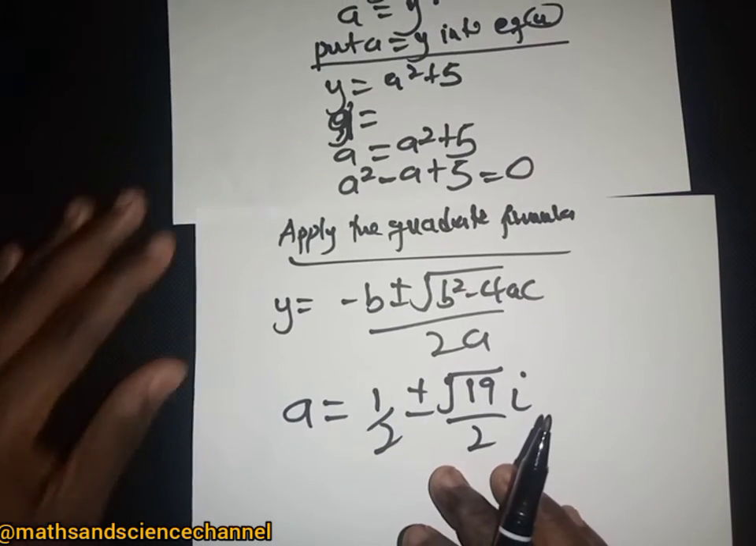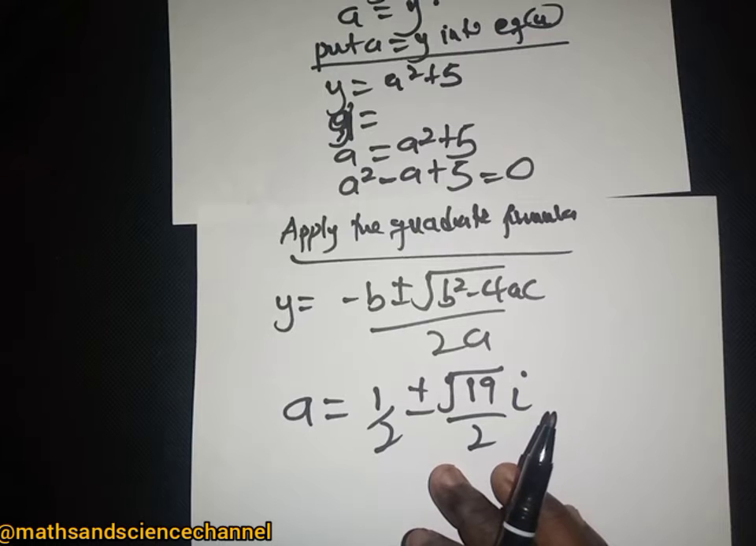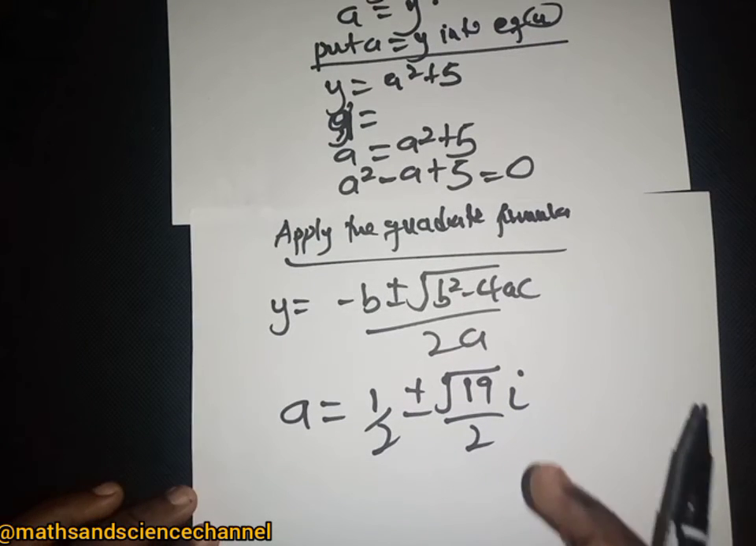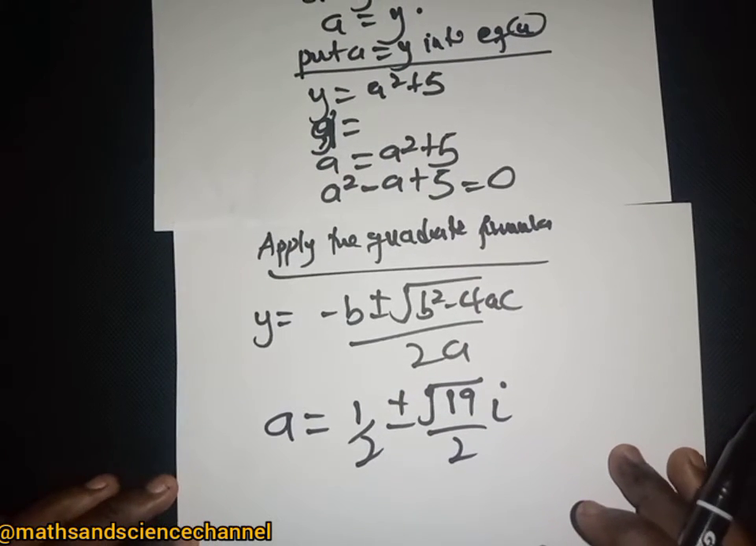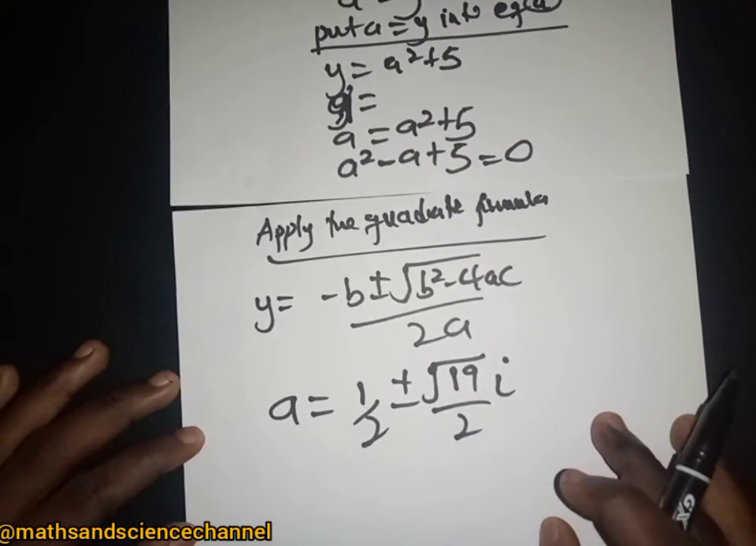Now this is a quartic equation. You realize that it was to the power 4 from the beginning. Normally a quartic equation has imaginary values, right? So we have a being equal to that.